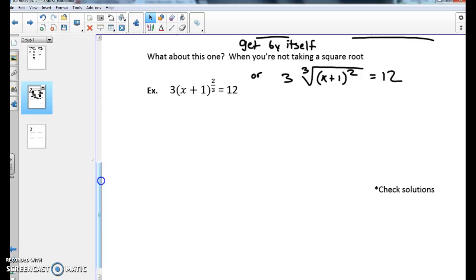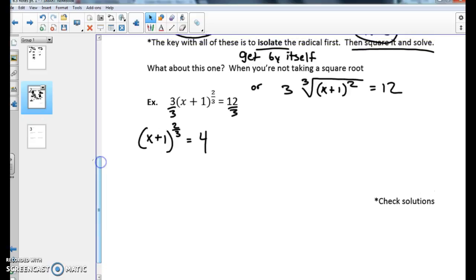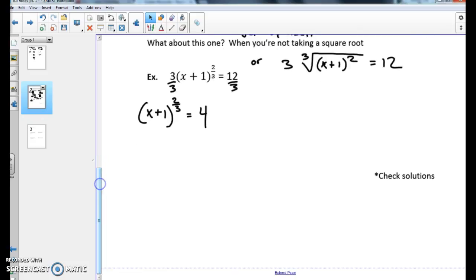Well, the first step should be pretty easy, right? I think you guys will all see that we're going to want to divide by 3 right off the bat. So when I do that, that's going to take me down to x plus 1 to the 2/3 equals 4. And I'm going to choose to keep this in exponent form. I'm going to choose to keep it to the 2/3 power. That's just going to help me realize my next step.